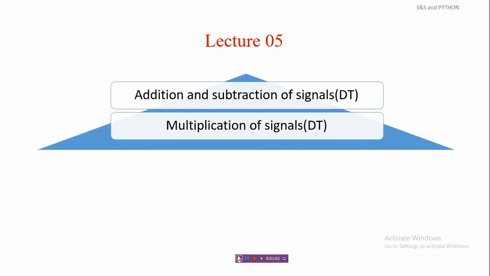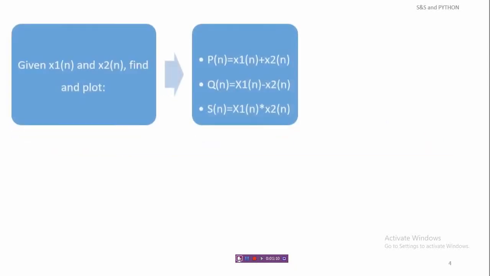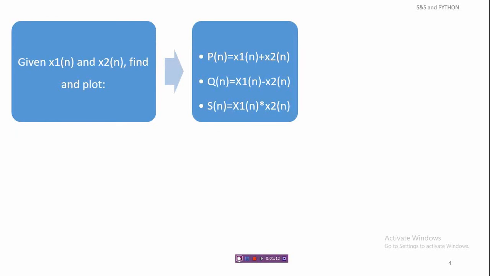In this lecture, we are going to cover addition and subtraction of signals, discrete time, and multiplication of discrete time signals. To illustrate this, I am considering two sequences x1 of n and x2 of n. And the problem is to find a sequence P of n, which is the sum of the two given sequences x1 of n and x2 of n, and Q of n, which is the difference between x1 of n and x2 of n, and S of n, which is the product of x1 of n and x2 of n.